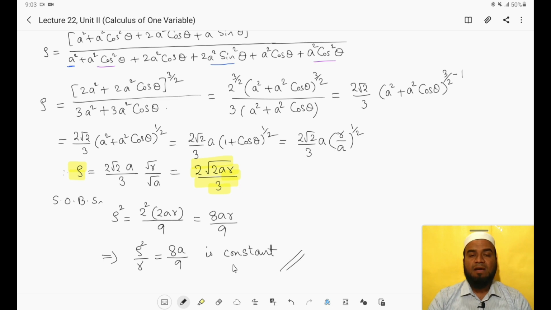So in the next class we will see radius of curvature at origin. The 4th topic in radius of curvature, already we have listed out 4 different topics, that is Cartesian curve, parametric curve, polar curve, and radius of curvature at origin. That radius of curvature at origin we will cover in the next class.